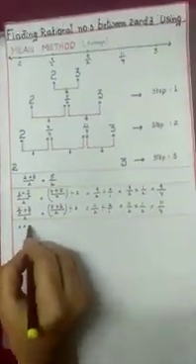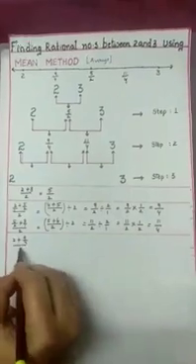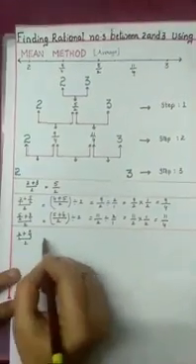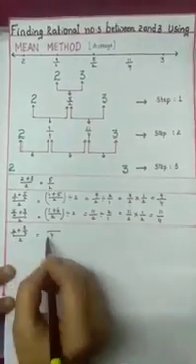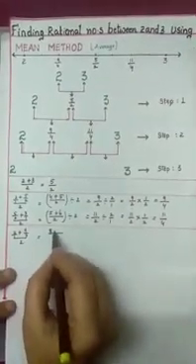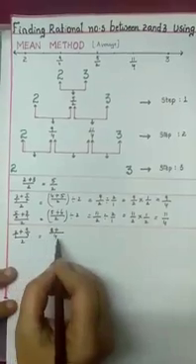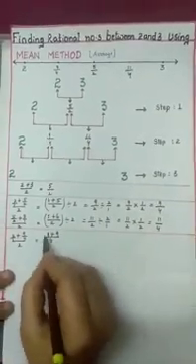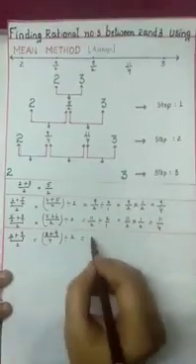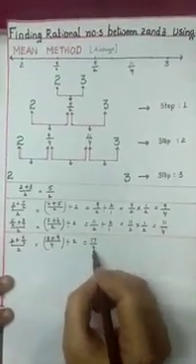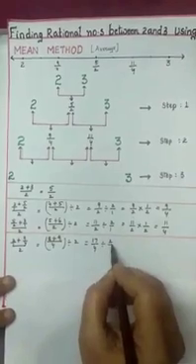2 plus 9 by 4 whole divided by 2. 2 means it is 2 by 1. Now the LCM of 1 and 4 is 4. 1 times 4 is 4, so 4 2s are 8, plus 4 times 1 is 4, so 1 9s are 9, divided by 2. 8 plus 9 is 17, so 17 by 4 divided by 2 by 1.